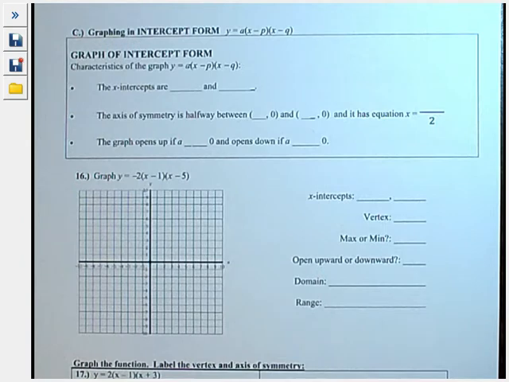This is going to be a pretty short video because we're just going to talk about one thing, and that's graphing intercept form. We already talked about how to graph vertex form last week. We talked about how to graph in standard form when we were together on Tuesday. And today we're going to talk about how to graph in intercept form. This is the third and final form that we'll be graphing from.